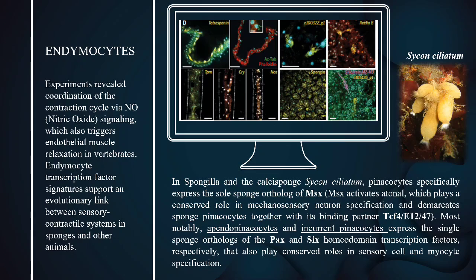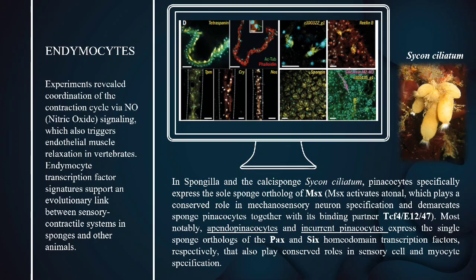In Spongilla and the calcisponge Cyconciliatum, pinacocytes specifically express the sole sponge ortholog of MSX, which is known to specify sensory ectodermal regions and myocytes in other animals. MSX activates atonal, which plays a conserved role in mechanosensory neuron specification and demarcates sponge pinacocytes together with its binding partner TCF4E1247. Most notably, apindopinacocytes and incurrent pinacocytes express the single sponge orthologs of the PAX and 6 homeodomain transcription factors, respectively, that also play conserved roles in sensory cell and myocyte specification.